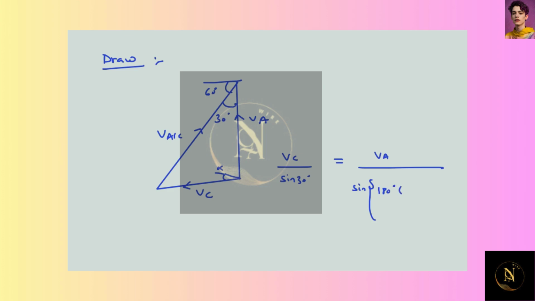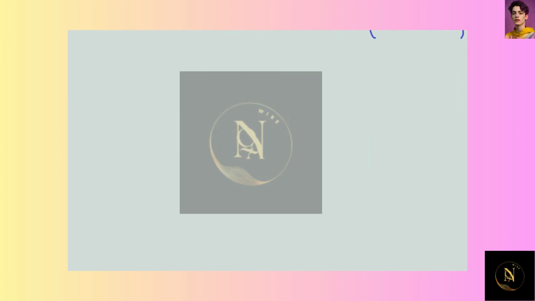180 degree minus 30 degree plus 90 degree plus alpha. So on further simplification, you can write the expression as VC is equal to VA by 2 sine 60 degree minus alpha. Let it be equation number 1.